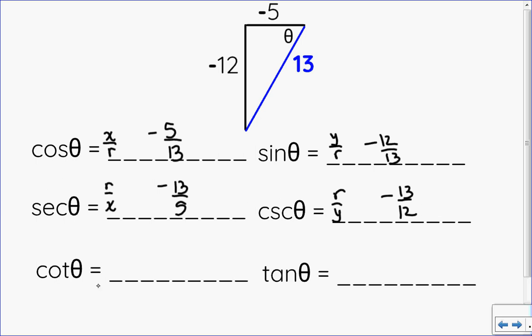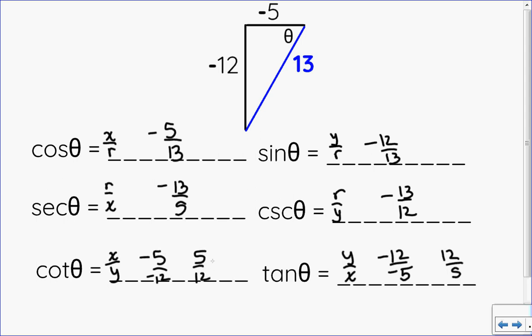-13/12. Cotangent is the ratio of, well, let's do tan first, actually. Tan makes more sense to do first. Tan is the ratio of y over x, which is -12/-5, which in lowest terms is 12/5. Cotangent is the ratio of x over y. So that would be -5/-12, which in lowest terms is 5/12.